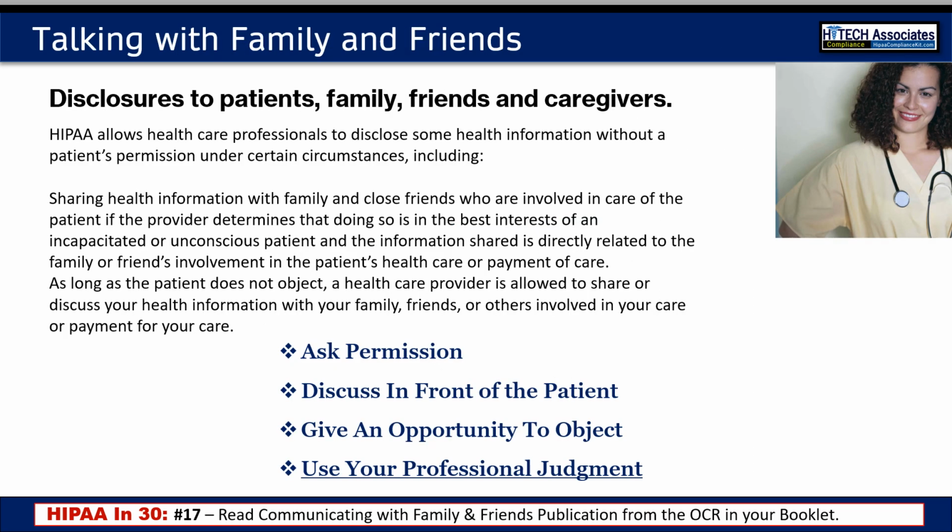Talking with family and friends. HIPAA is very misunderstood under this. A lot of times we think if the patient hasn't put this person on the confidentiality list, I cannot talk with them. That is incorrect. We do have times when it is good, necessary, and in the best interest of the patient to disclose information to their caregivers, family, and friends. Now, the one thing that we always want to do is either ask permission or discuss it in front of the patient so that the patient has an opportunity to object.